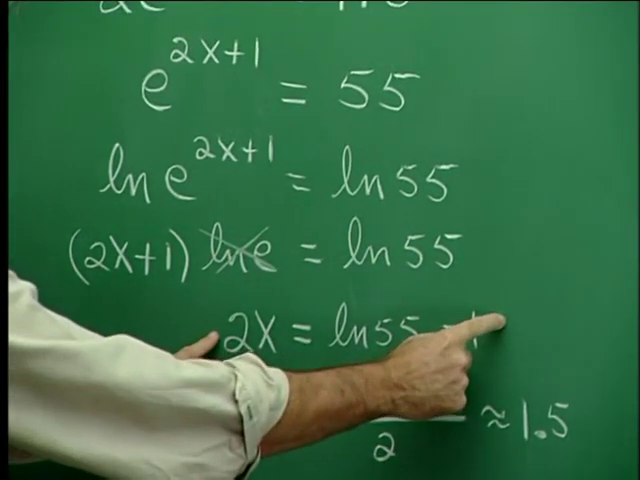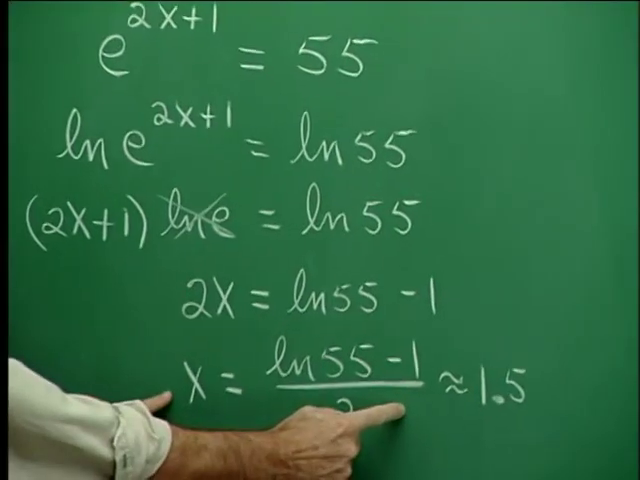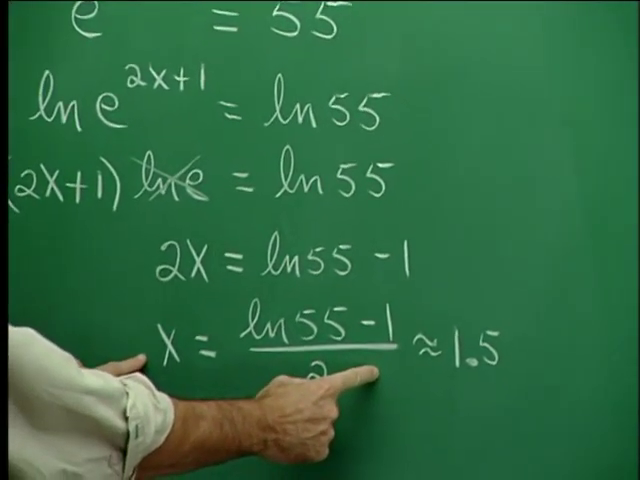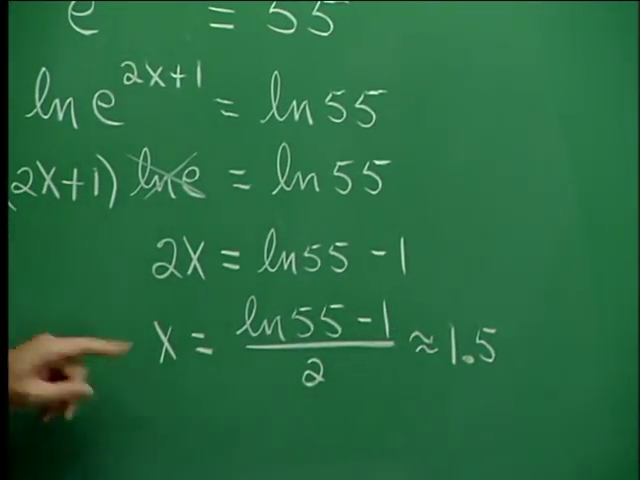Subtract 1 on both sides. Divide on both sides by 2. And then punching the calculator, we approximate the value of x to be 1.5.